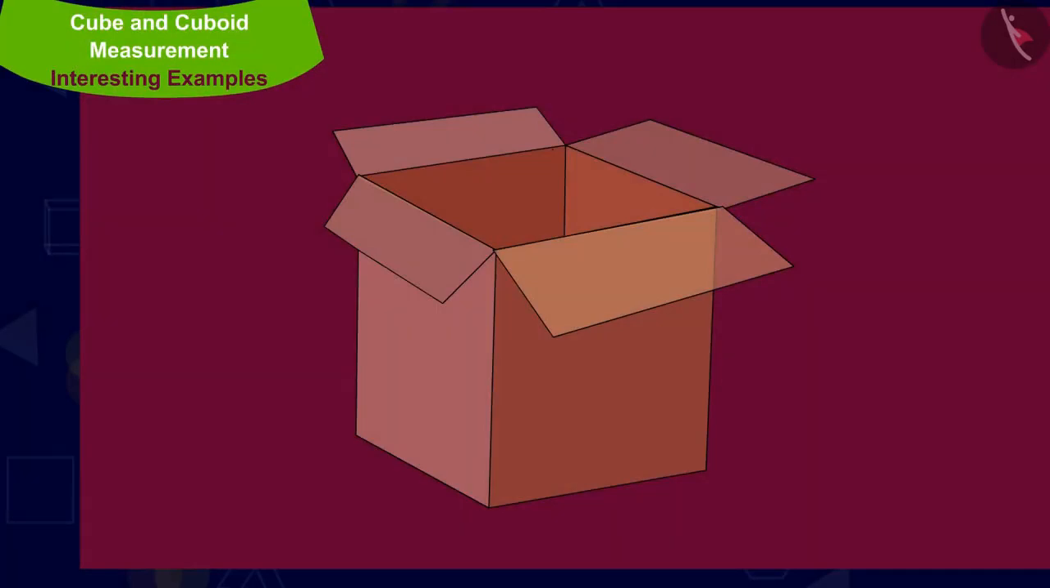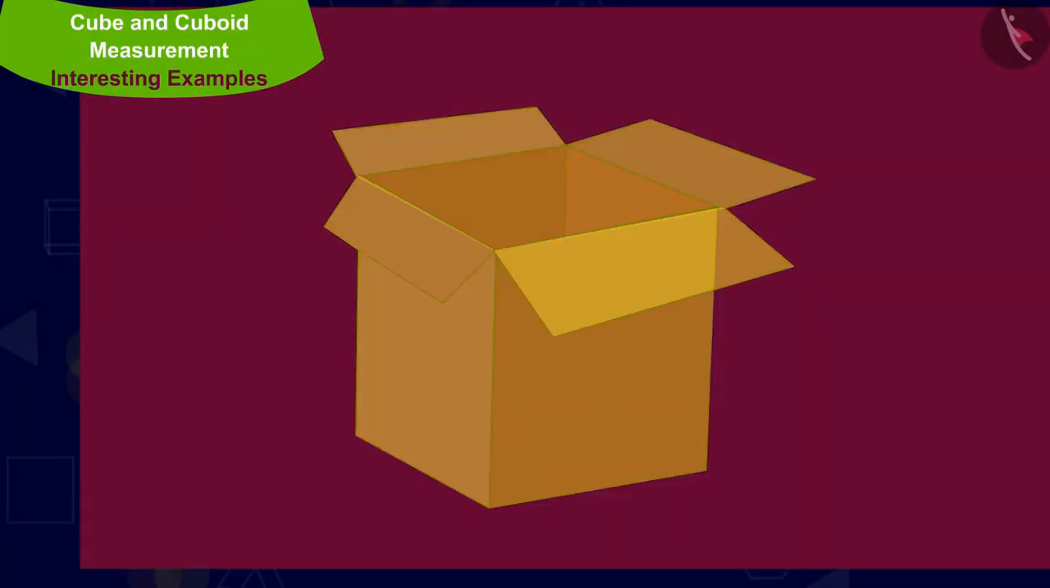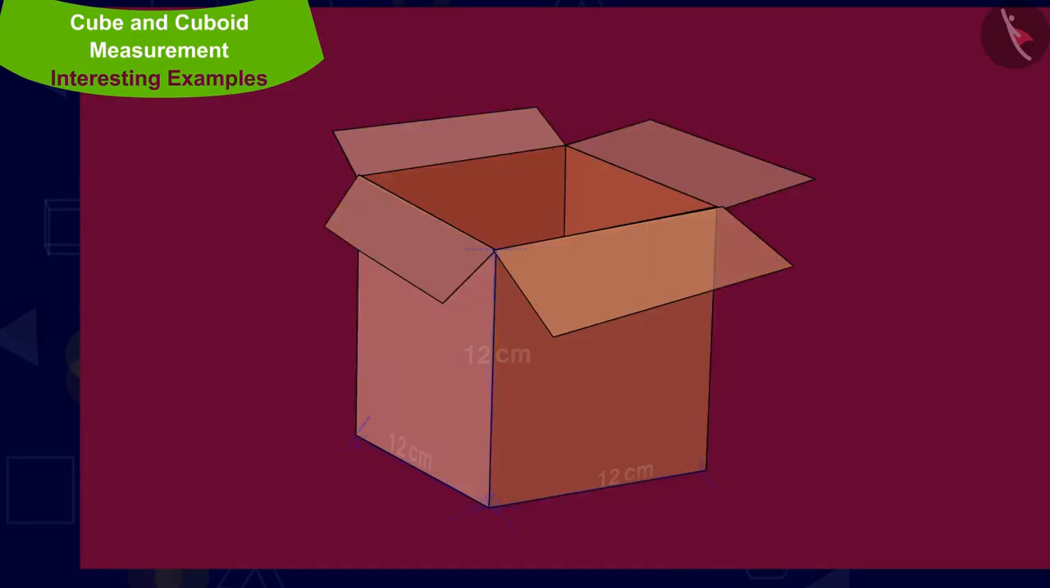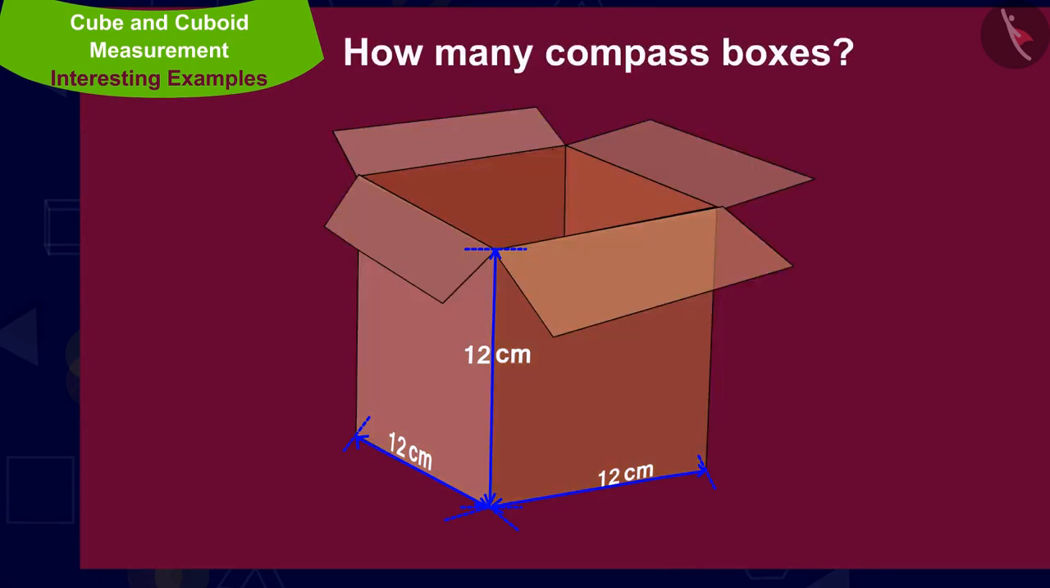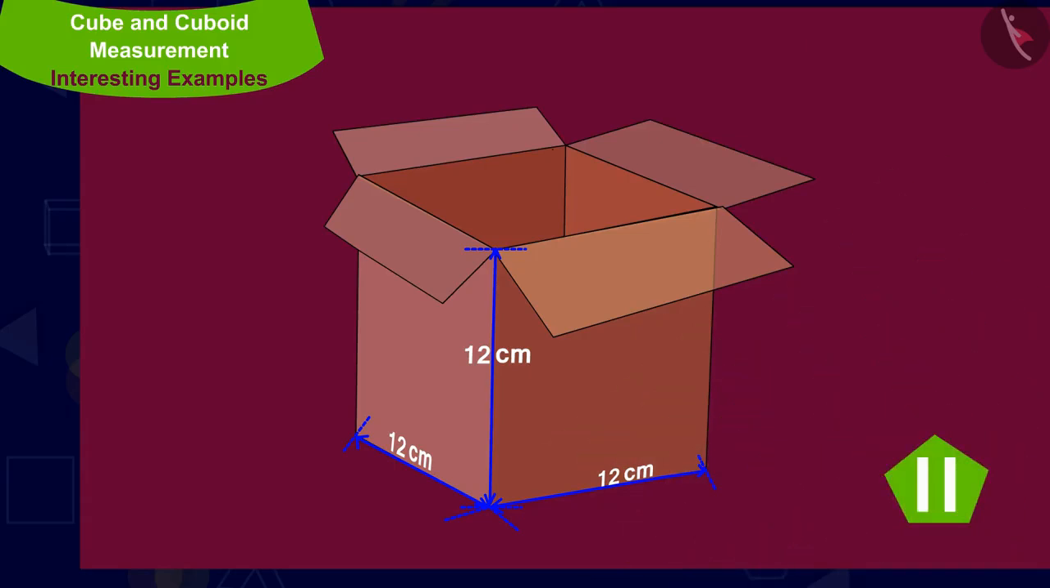Children, if the edges of Babban's cube-shaped box are 12 centimeters each, then can you tell how many compass boxes Babban will be able to keep in this box? If you want, you can find the solution by stopping the video.